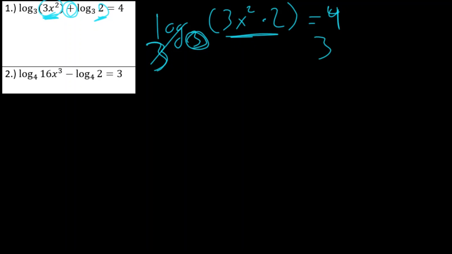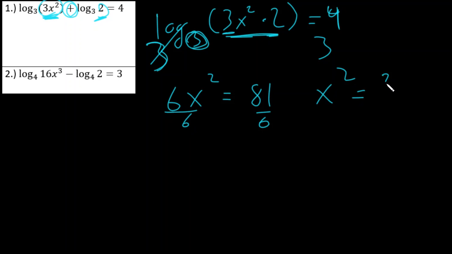Now let's also simplify this. What is 3 times 2? Well, of course, that will give us 6x squared is equal to, and we know that 3 to the power of 4 will give us 81. Now from here, let's go ahead and divide both sides by 6, and we'll get this. X squared is equal to, and if you type 81 over 6 in your calculator, you're actually going to wind up getting 27 over 2.